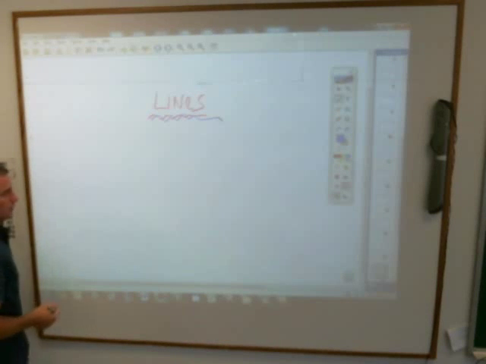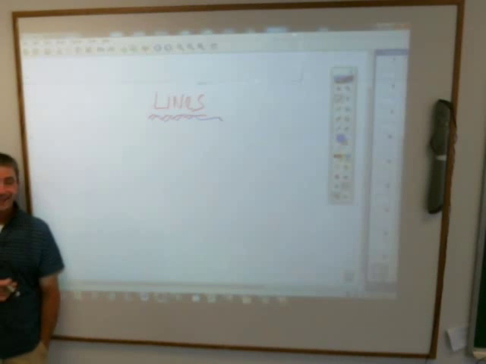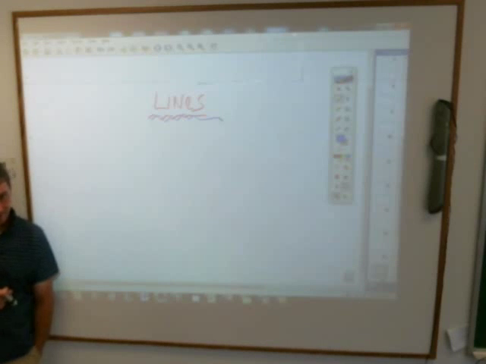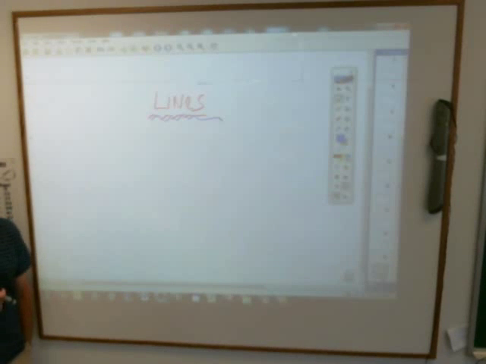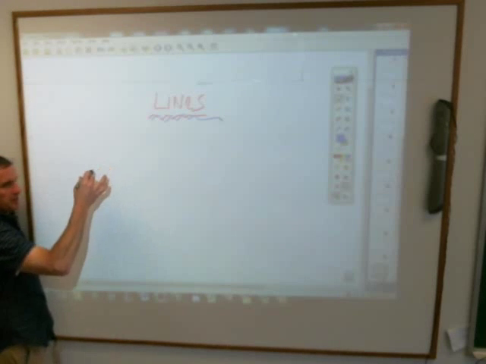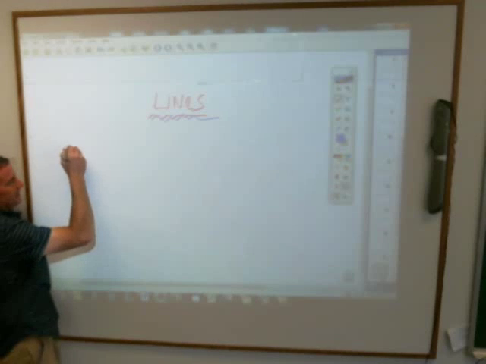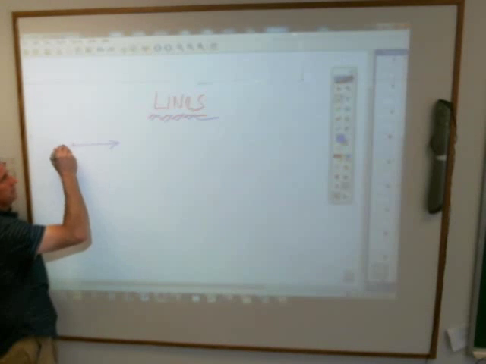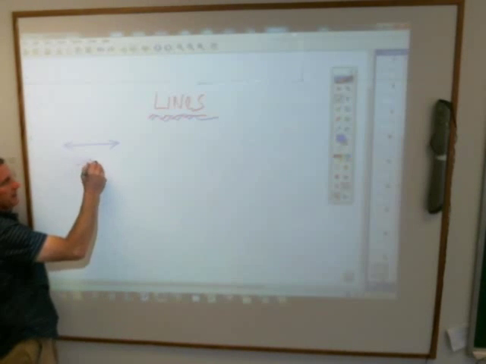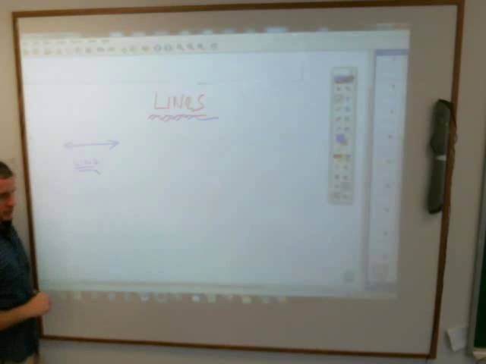What's the difference between a line and a line segment, Aubrey? A line segment has dots at the end. Well, it doesn't have to be dots, but a line segment actually has an end. A line, technically speaking, has to have arrows on it. That is a line. It goes on forever in both directions.